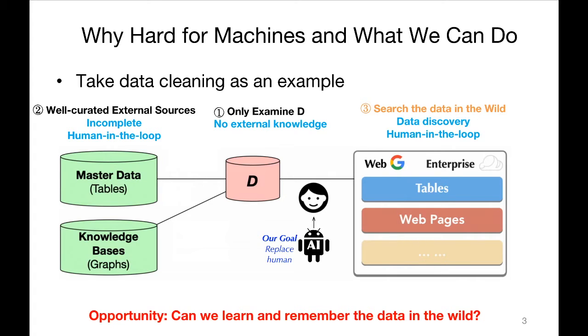The first direction is to only examine D, such as supervised machine learning. This method needs enough signals or data redundancy from D and learns only from D without external knowledge, which cannot be generalized to other datasets. In order to connect with external knowledge, researchers have used explicit knowledge, such as master data and knowledge bases. In reality, external sources cannot provide complete information, and it still needs a lot of manual participation.